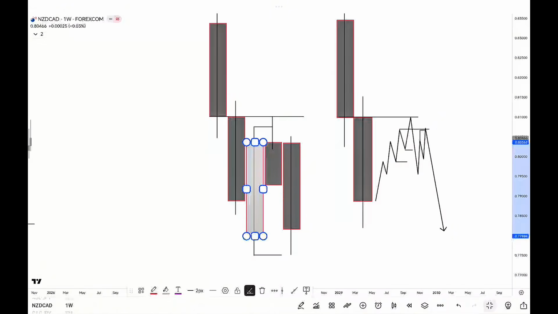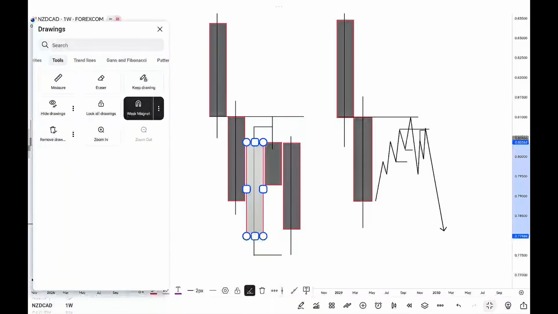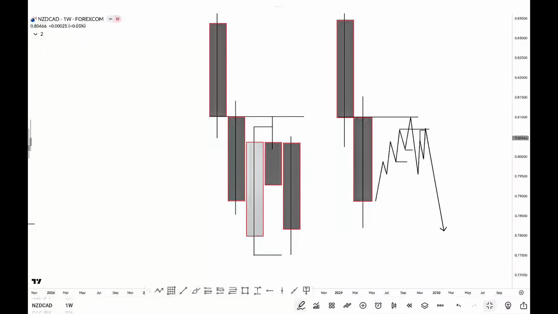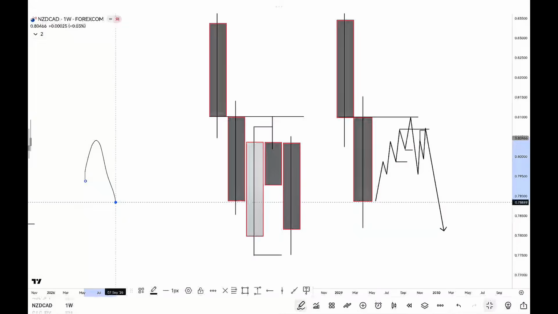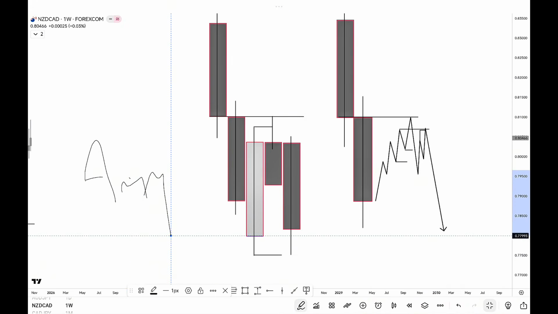So what I mean by expansion and pullback is this: after a break of structure like this, the market tends to pull back, then expand again, break structure, pull back, expand again. So this is how I'm saying exactly.